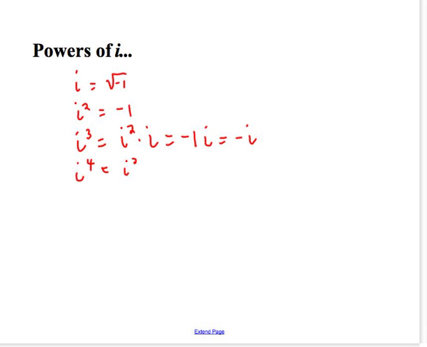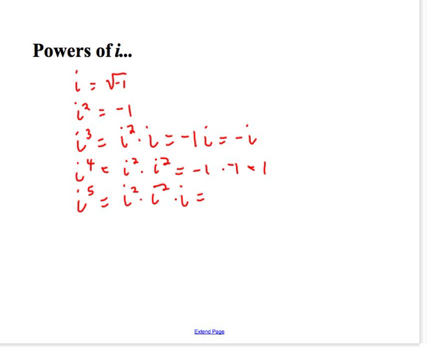i to the fourth, what's that going to be? Well, that would be i squared times i squared, which is really -1 times -1, which is 1. So we've gone from i to -1 to -i to 1.